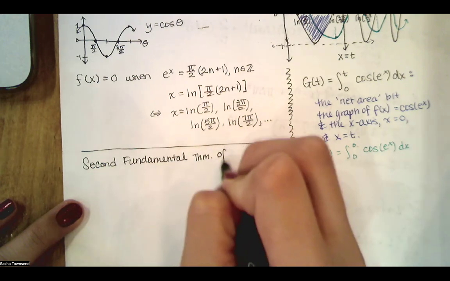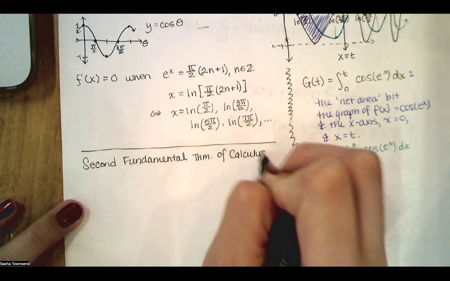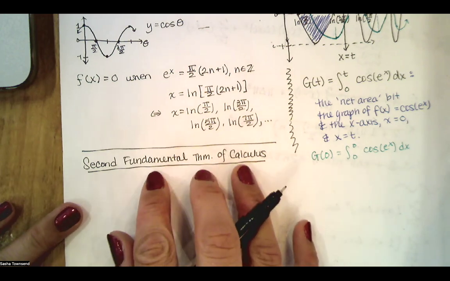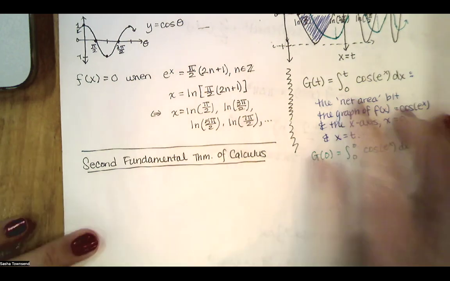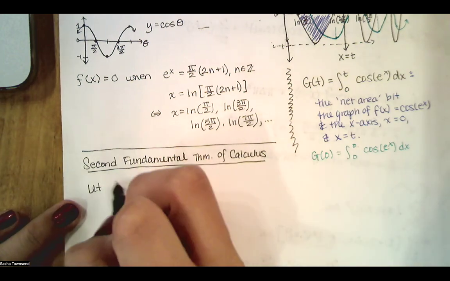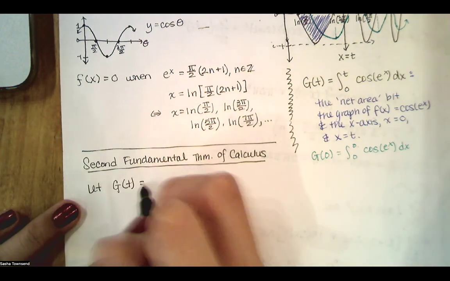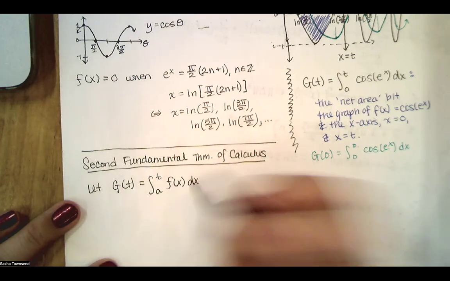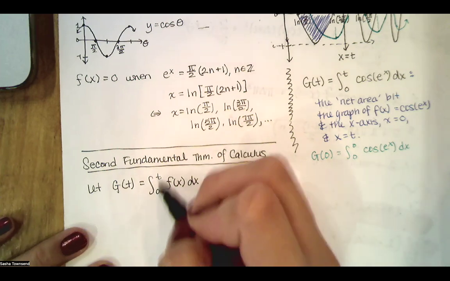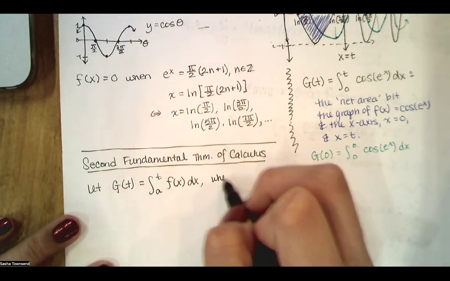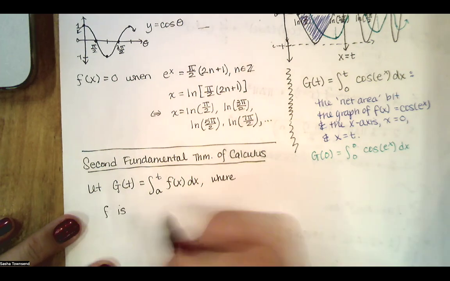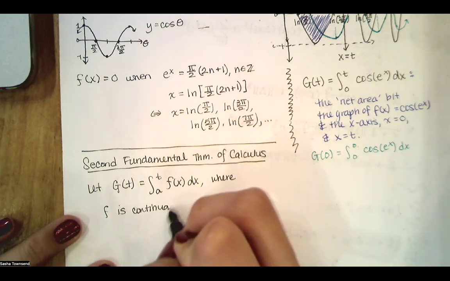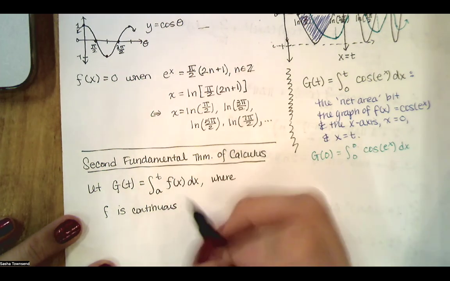Now, this is using slightly different notation than we use in the book, but I want to make my notation consistent here with this function that we have here. So let's say g of t is the integral from a to t of f of x dx, where f of x is continuous on the interval from x equals a to x equals t. So we've got a nice smooth curve, and then this integral represents that net area under the curve. Area above the x-axis minus the area below.